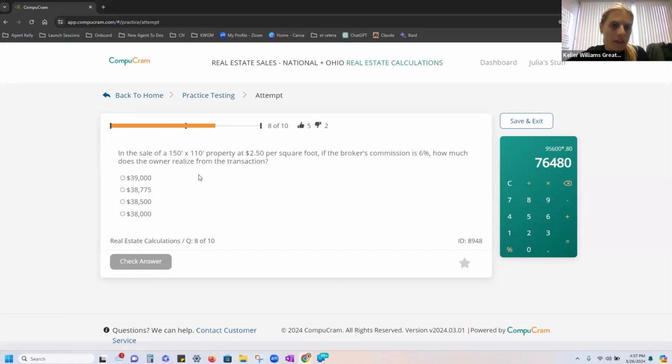If the sale of a 150 by 110 property at $2.50 per square foot, if the broker's commission is 6%, how much does the owner realize from the transaction? Okay, so it'd be how much does the owner basically get from the transaction? So in the sale of a 150 by 110 property at $2.50 per square foot, if the broker's commission is 6%, how much does the owner realize from the transaction?